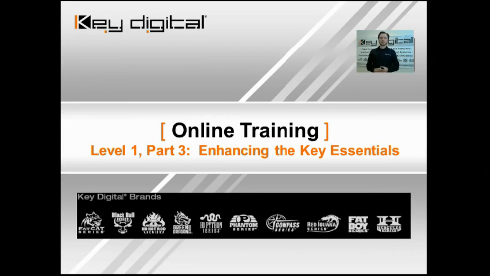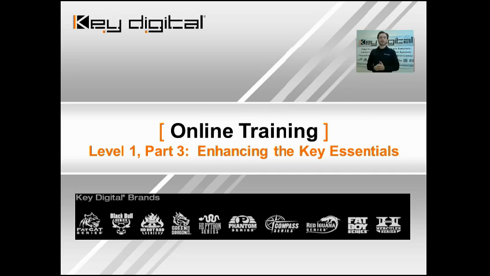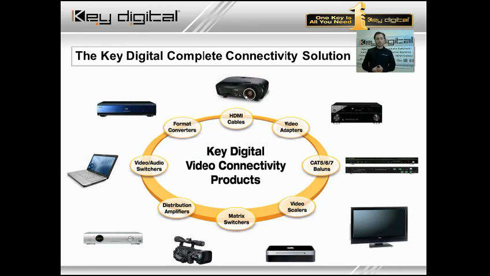Level 1 Part 3 of Key Digital's online training curriculum. Level 1 Part 3 is titled Enhancing the Key Essentials. We discussed the key essentials before. The key essentials, meaning the essentials of every AV installation, is having a source and a display, an input and an output, and connecting the two, whether it be via traditional cabling or category cabling in the case of using a Balun device. So how do we enhance the essentials of an AV install?